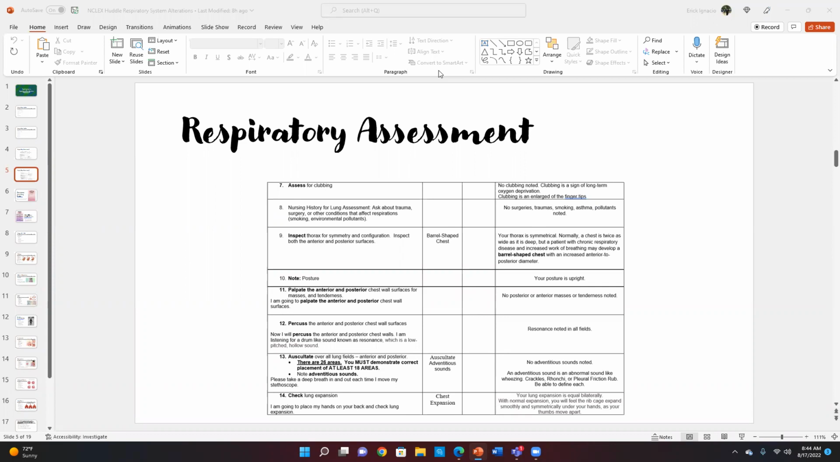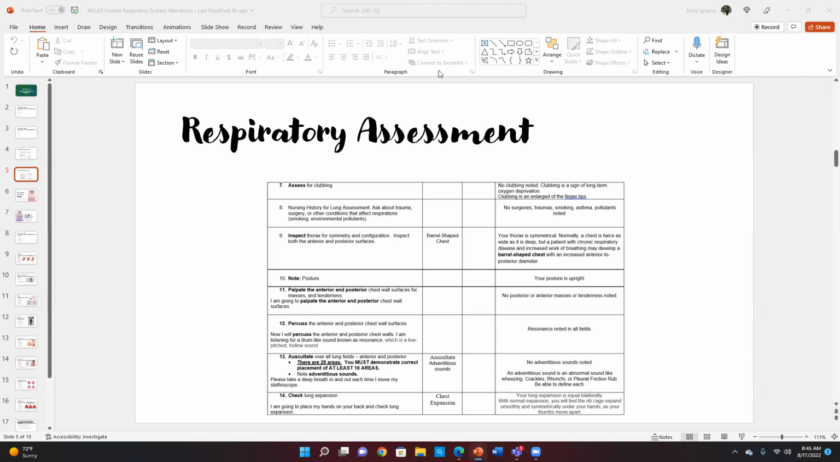All right, so we also will again look for their posture. The posture should be upright. If the patient has a hunchback, that is known as kyphosis, and that could alter their respiratory status. And it could make it more difficult for that patient to breathe, as well as it could be a fall risk for that patient because their center of gravity is changed. We will palpate the anterior and posterior chest wall surfaces, looking out for any masses, any tenderness. And then we will percuss.